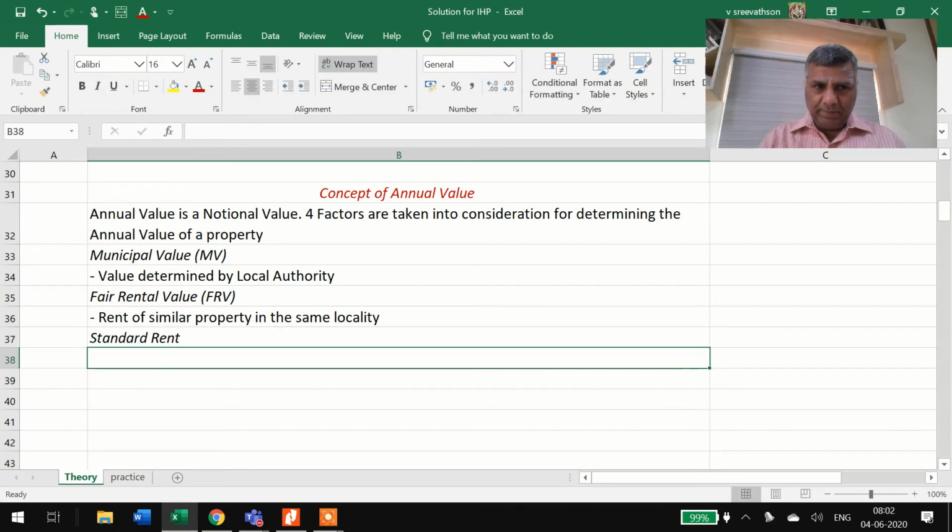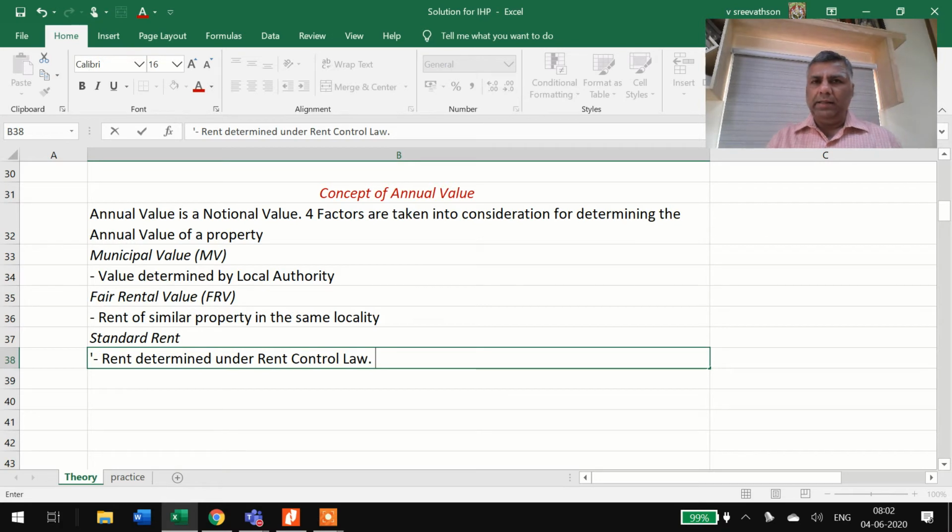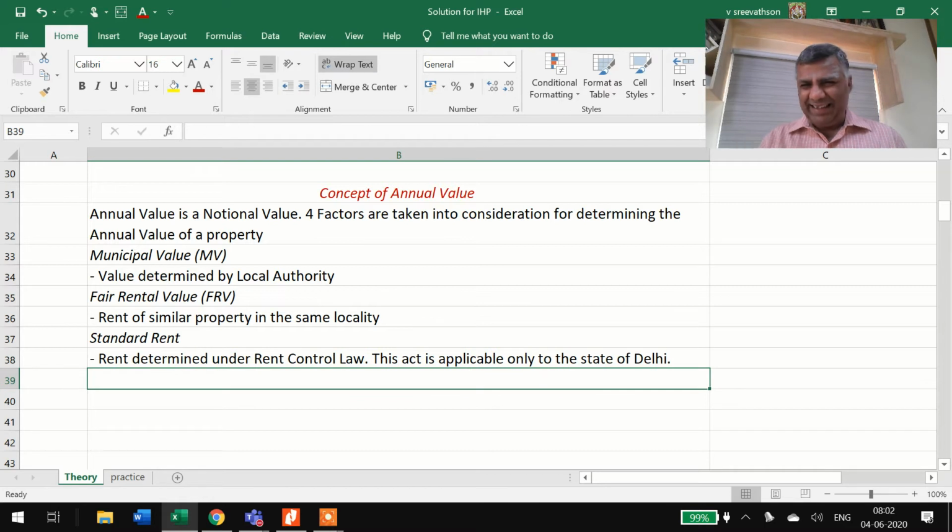Standard rent. It is the rent determined under rent control law. The rent determined under the Rent Control Act is known as standard rent. This act is applicable only to the state of Delhi. Actually, it's a useless act. I don't know why that state government alone is holding this; otherwise, it would be a uniform law across the country. This standard rent makes the structure a little complicated, and it is only for Delhi.